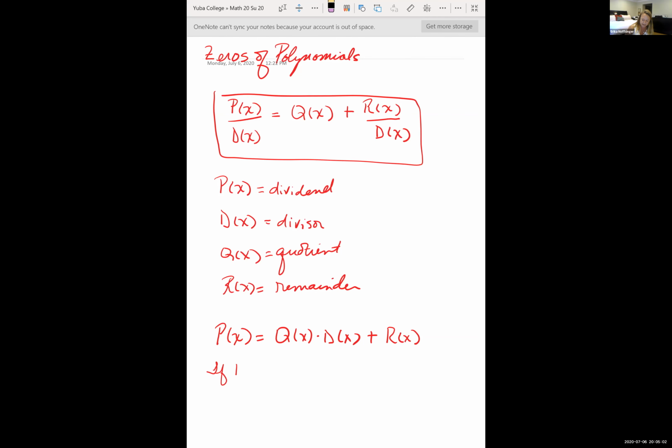If R of X is equal to 0, that's what we're looking for a lot today. We're trying to break these down as factors. So we're trying to find when our remainder is 0. So this is the same thing as saying when the remainder equals 0, then Q of X and D of X are factors of our polynomial P of X.